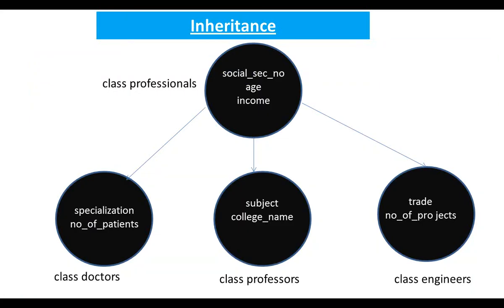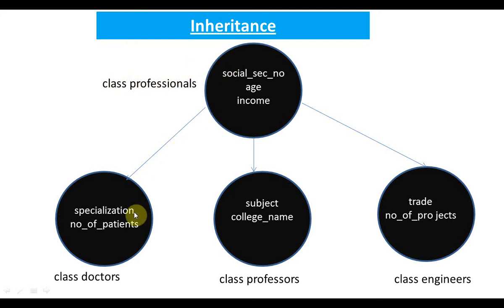Now we come to the second feature of OOPS, which is inheritance. As far as inheritance is concerned, we can say that there are situations when there are some classes having specific properties, but they share some common data and common methods. In such cases, we create a parent class that contains all the common data and methods, and subclasses are the classes that have their specific data and methods. Let me explain it with the help of this example which is in front of you. In this case, I have got a parent class, professionals. Parent class is also called a superclass.